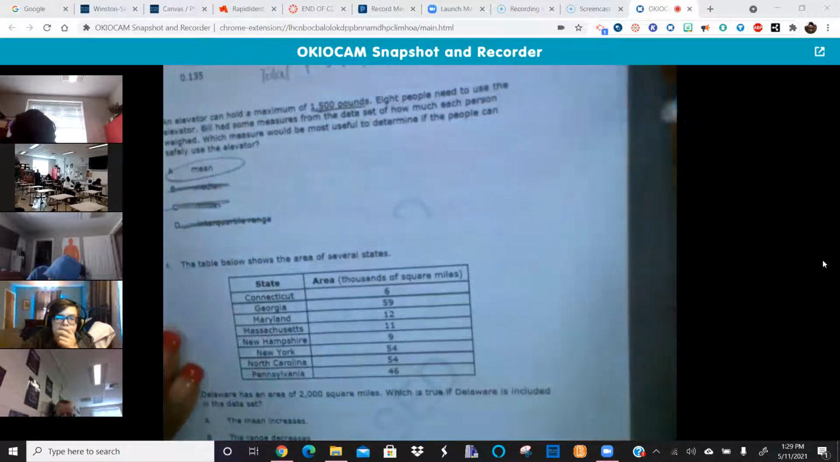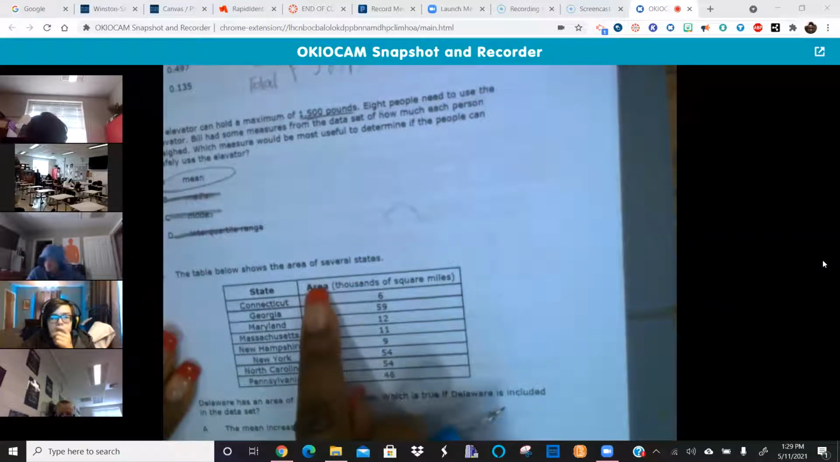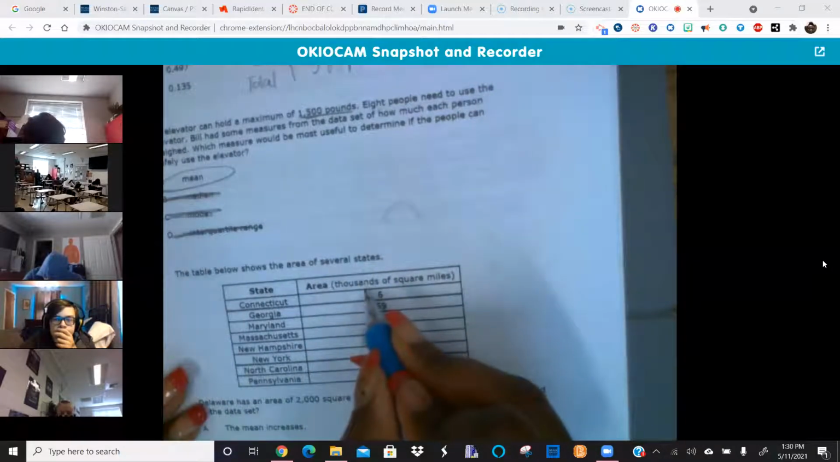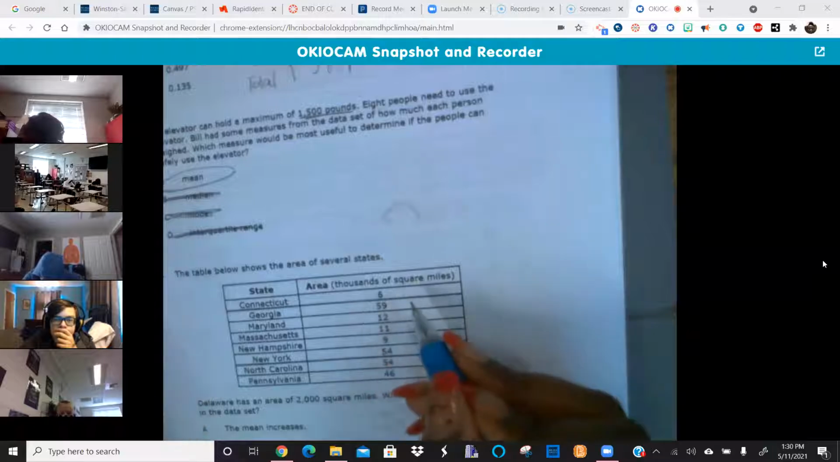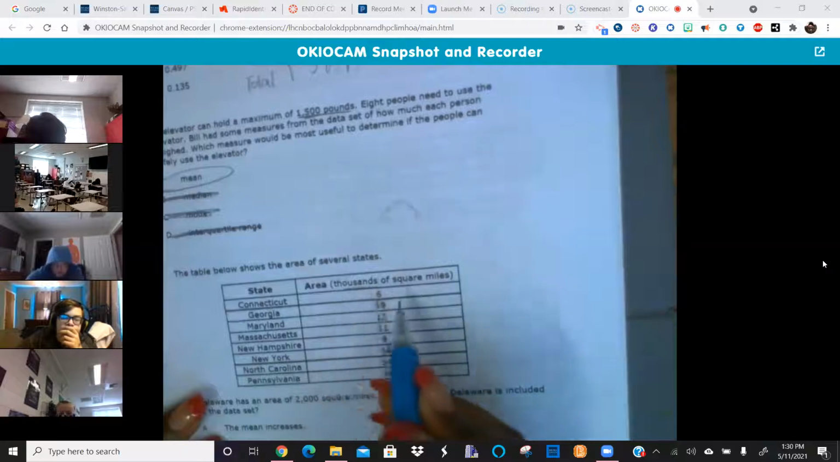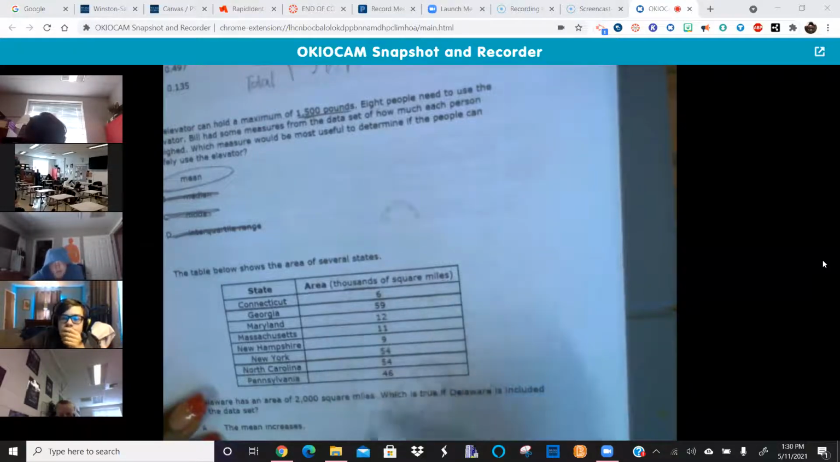The table below shows the area of several states. These are the states here. You must read the table. Anytime they give you a table, try to fully understand what that table is giving you. It's area, so we're talking about how big, how much land each of these states are. And it's written in terms of thousands. Of course, it's not going to be 6 miles squared. It's written in terms of thousands. So you see a 6 here, but this means this is 6,000 square miles. This is 59,000 square miles, 12,000 square miles. So it's important to understand the table.